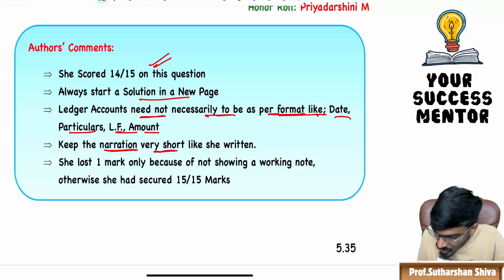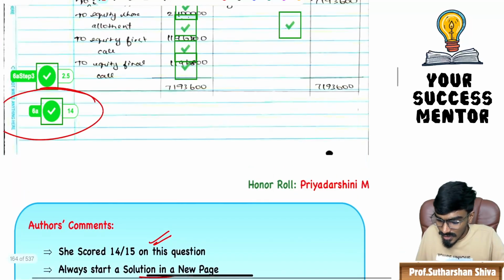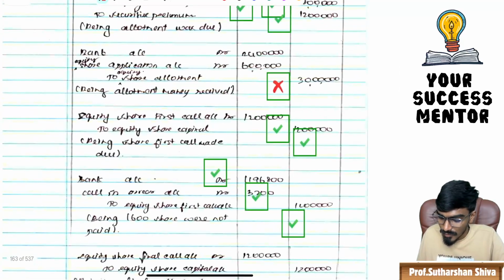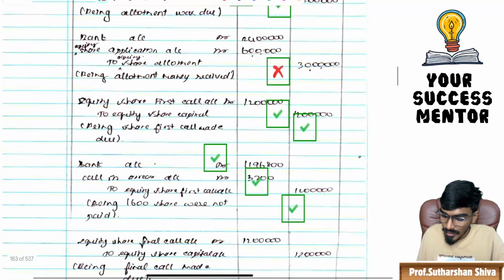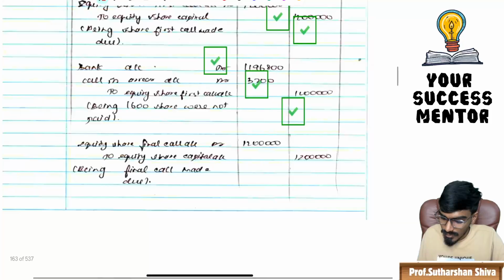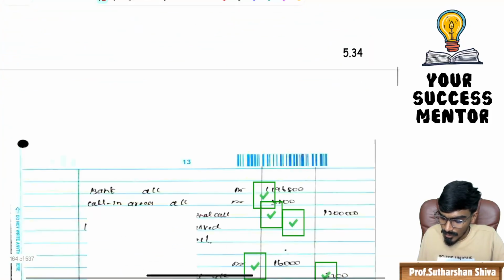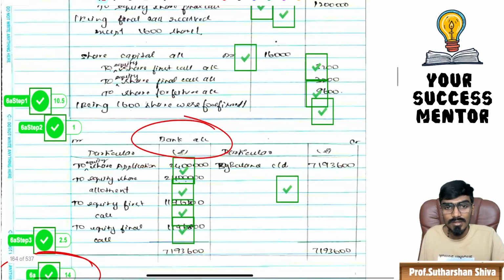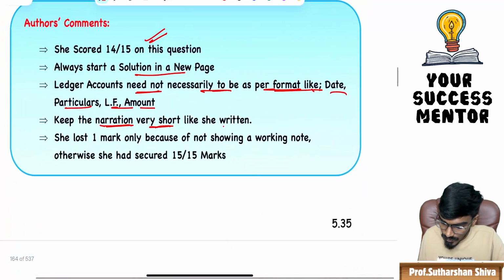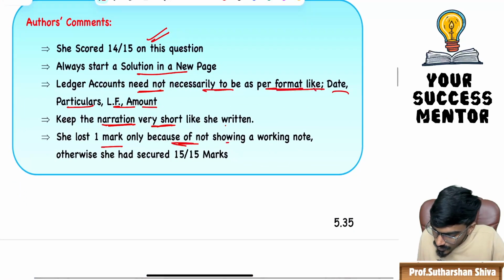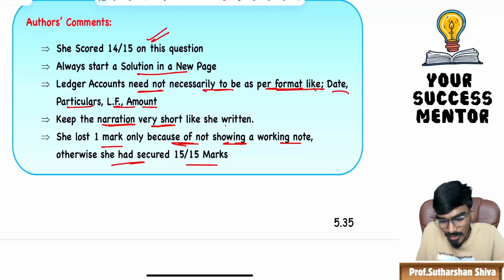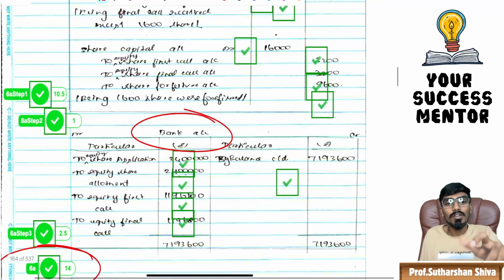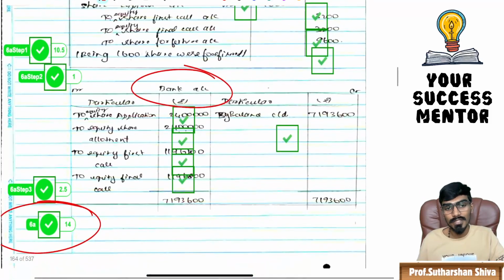Keep the narration very short, like she wrote. Always write the narration very short. See, all the narrations are very simple: being first call money due, being allotment money due, being allotment money received, being final call money made due, being final call money received except 1600 shares. Keep it very simple. Are you able to understand? Then she lost only 1 mark because of not showing a working note, or otherwise she could secure 15 on 15. The working note is required for share forfeiture. With that working note computation, you will also get 15 on 15.